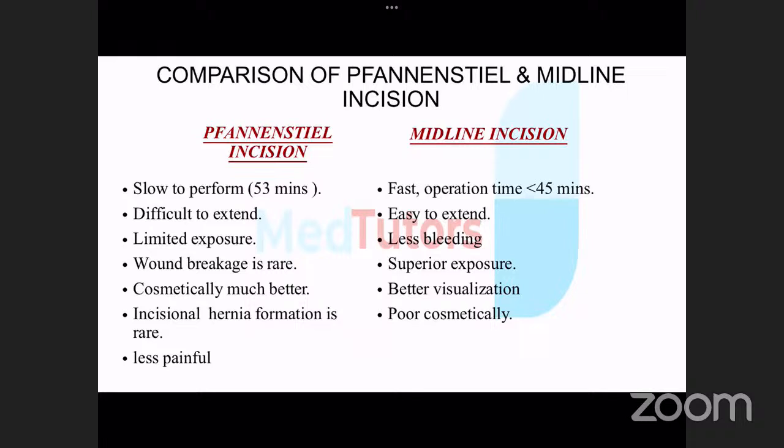On the other hand, the midline incision is fast, and the operation time is about 45 minutes all in all. It is easy to extend. If you want to check anything or explore other organs, it is easy. There's less bleeding, however, because the midline is the least vascular part of the abdominal wall. Therefore, it gives you superior exposure and better visualization, but it has poor cosmetic value and an increased risk of incisional hernia. Next slide.